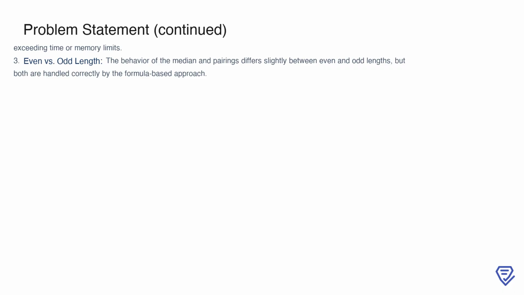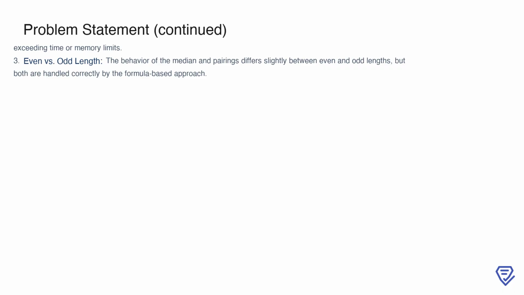For edge cases, when n equals 1, no operations are required. For very large n, the solution must be efficient to handle the array size. Finally, the difference in behavior between even and odd lengths is naturally accounted for by the formula-based approach, ensuring correctness in all cases.